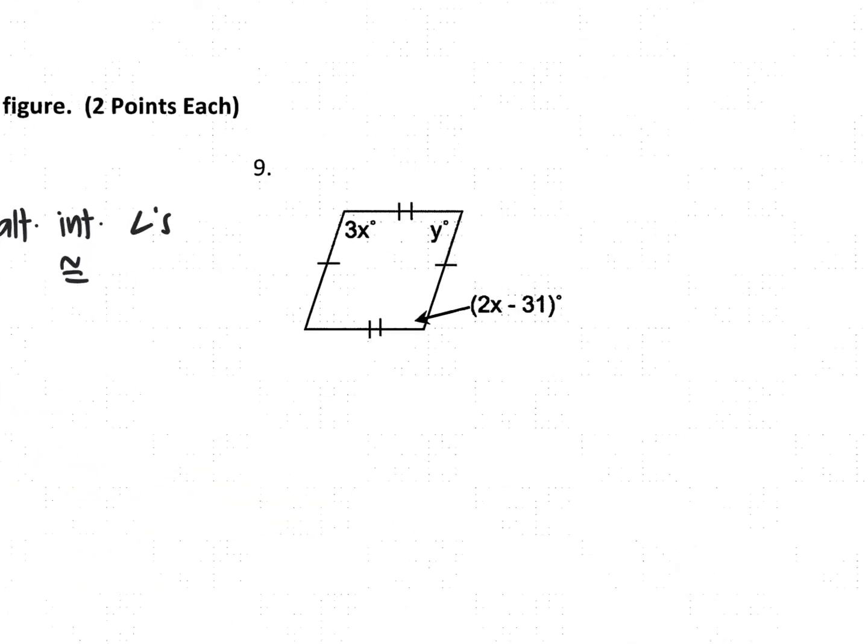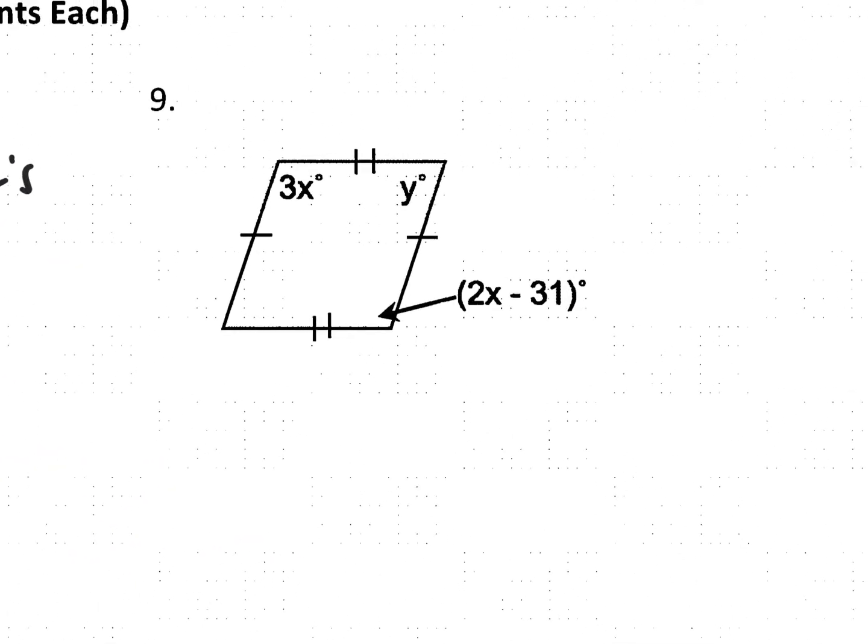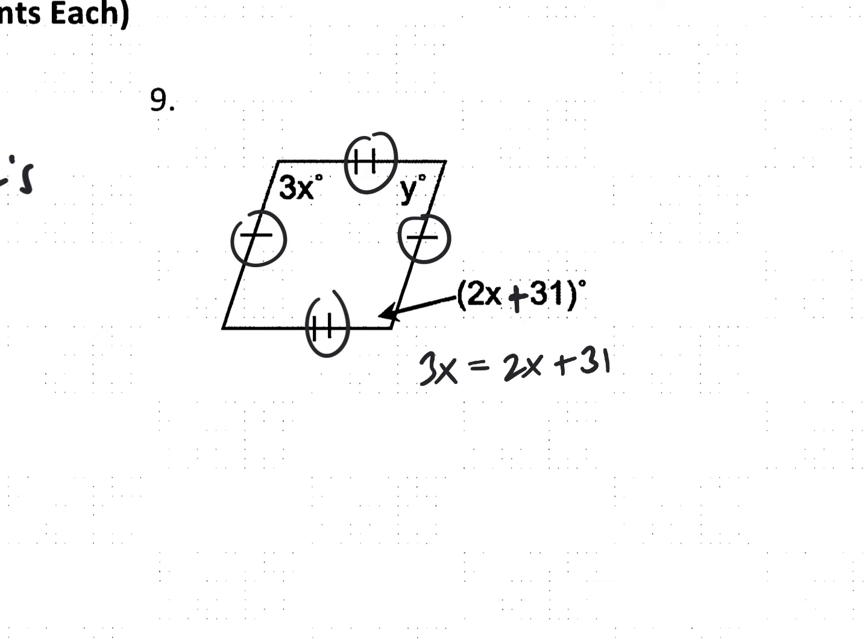Okay, if we look at number 9 here, there is actually a tiny typo. This should be a positive, or it's not going to end up making sense in the long run. So make sure you change that to be a positive. And then, since I know that these opposite sides are congruent, I know that I can set my opposite angles equal to each other. So I know that 3x is going to be equal to 2x plus 31, and then it's just a quick two-step equation. Subtract my 2x over, and I get that x equals 31.